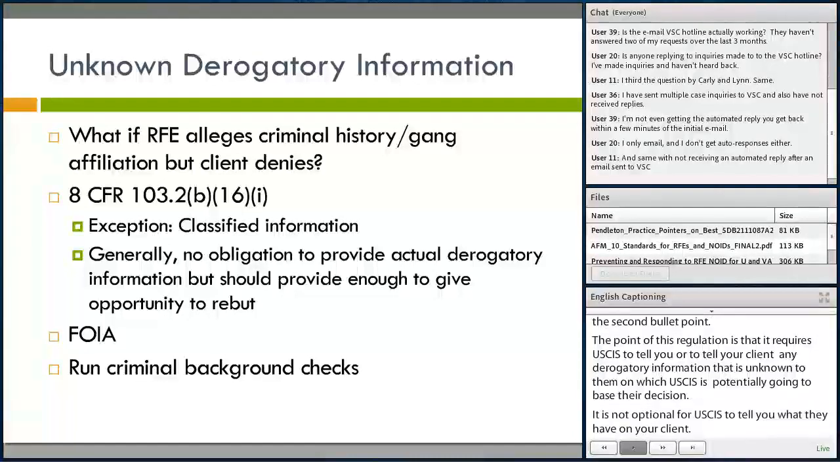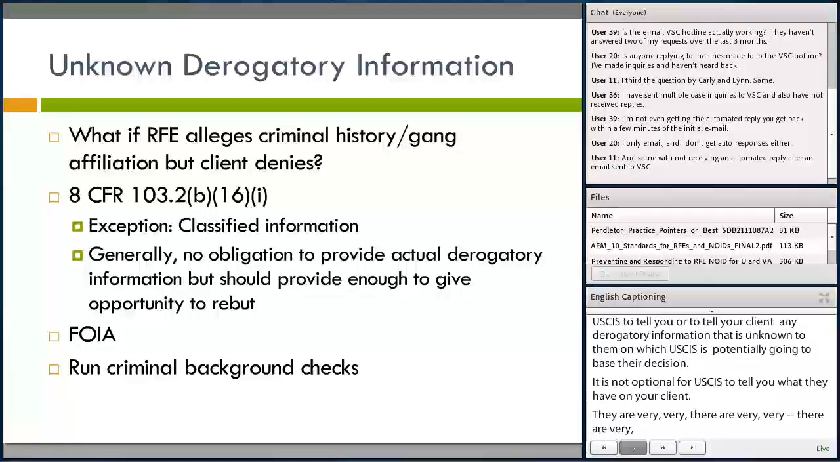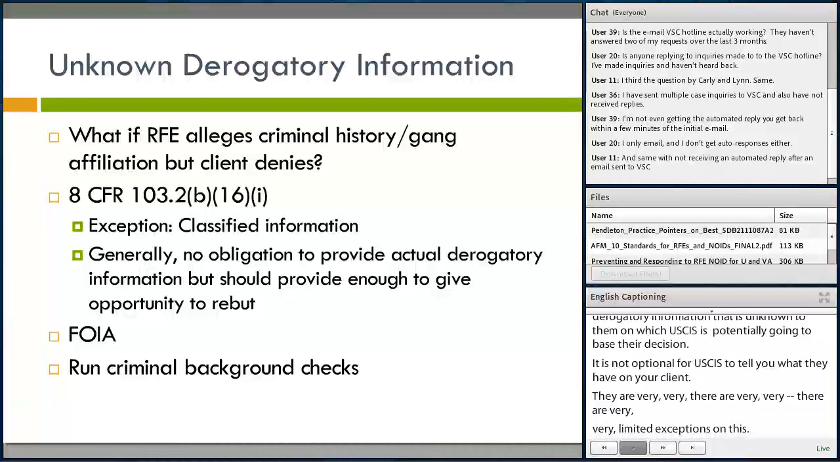So it's not optional for USCIS to tell you what it is that they have on your client. And there are very, very limited exceptions to this. The exception is for classified information, and there's further language in the regulation that you guys can see about what it means for information to be classified. Essentially, generally speaking, when they are making allegations about your client's criminal history and gang affiliation, it's pretty unlikely that the information is going to be classified.